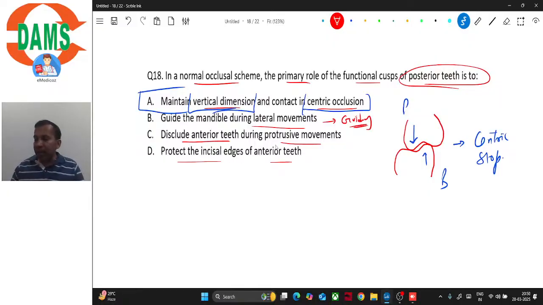Disoccluding the anterior teeth during protrusive movement. That is not done by the posteriors. When the mandible moves anteriorly, it is the incisal edges of the upper and lower incisors that come into contact, and that's how the posteriors get disoccluded, isn't it? And protect the incisal edges of the anterior teeth. This again is incorrect. So option A is the correct answer, right?